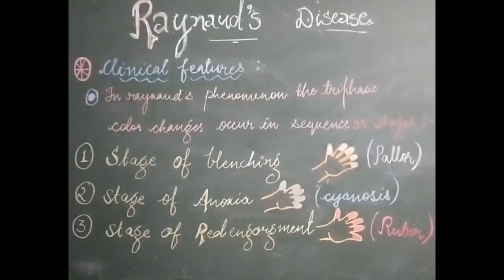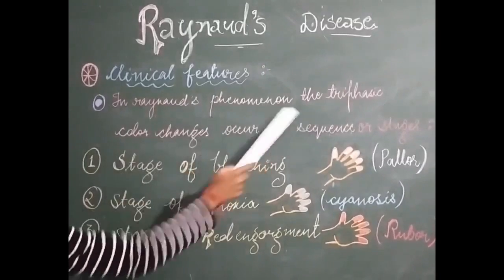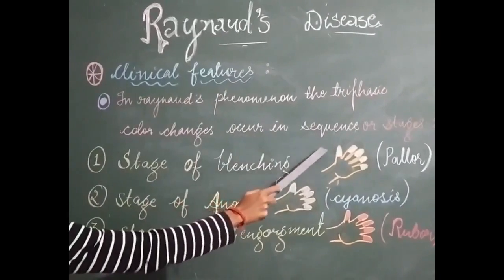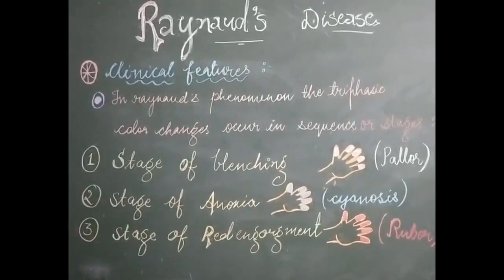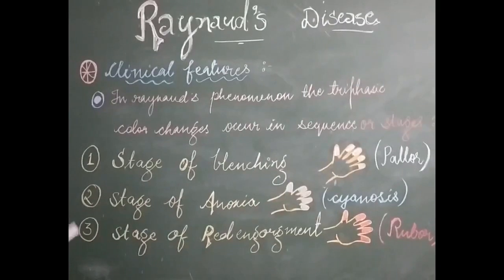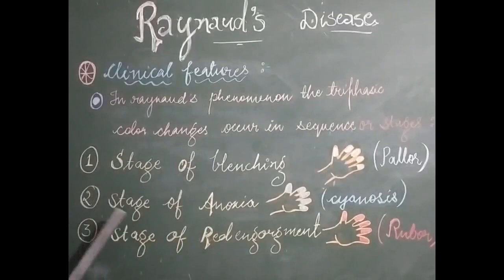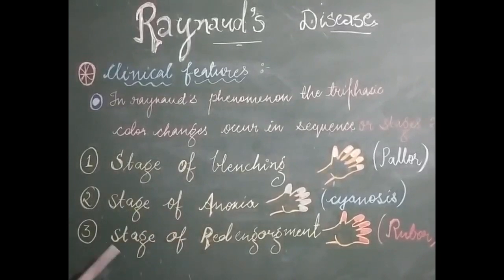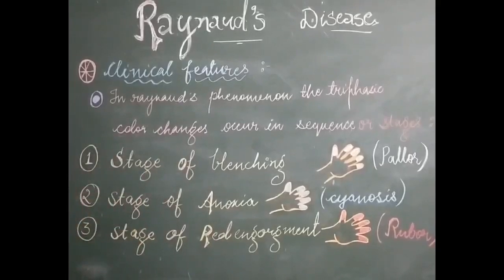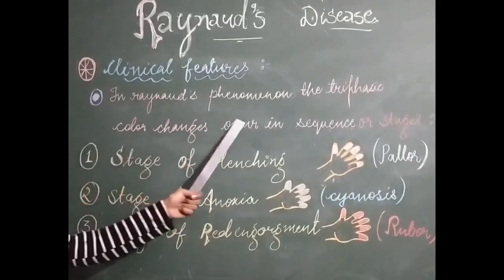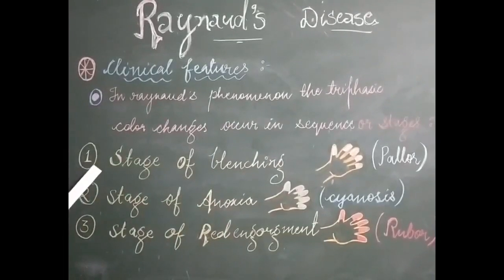Now we will study about clinical features of Raynaud's phenomena. In Raynaud's phenomena, the triphasic color changes occur in sequence or stages. There are mainly three stages that occur in the Raynaud's phenomena. These are first stage, stage of blanching, second stage, stage of anoxia, and third stage, stage of red engorgement. These are mainly three stages that are present if the person is having Raynaud's phenomena condition. So we will study in detail about this first stage of blanching.